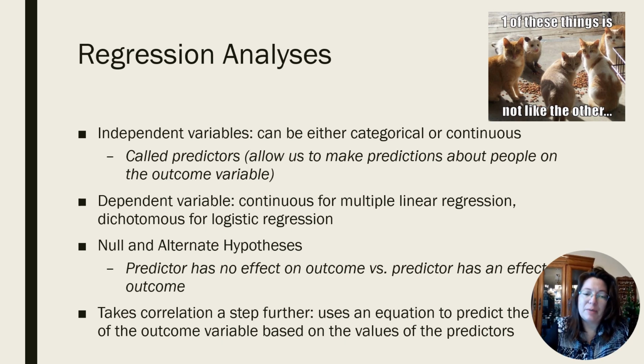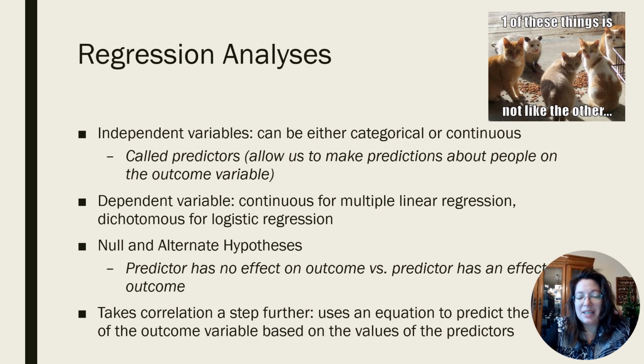If your dependent variable is continuous, then you'll use what's known as a multiple linear regression. If it's dichotomous, you'll use logistic regression. There's also more complicated types of regressions, but they're beyond the scope of this class. The null hypothesis for a regression is that the predictor will have no effect on the outcome versus the alternate hypothesis that a predictor will have an effect on the outcome.